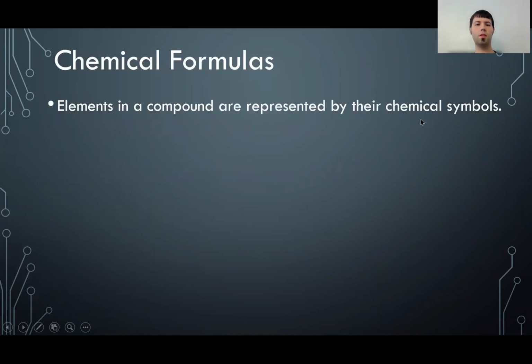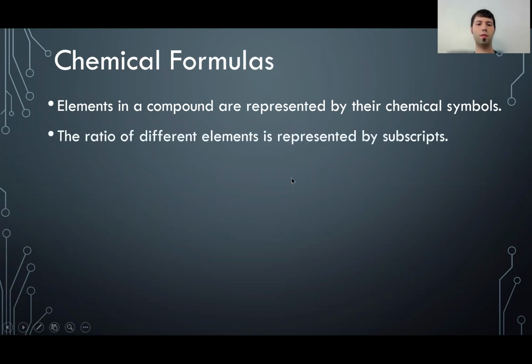So chemical formulas, and this is directly from the definition from CK12, are elements in a compound represented by their chemical symbols, and the ratio of different elements is represented by subscripts. So what do I mean by all of that? Well, let's go through some examples here.